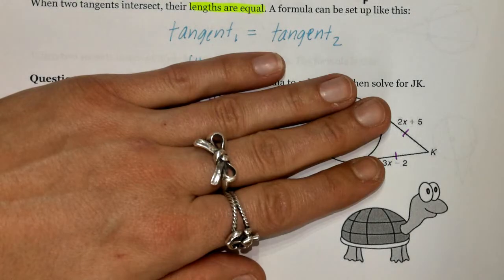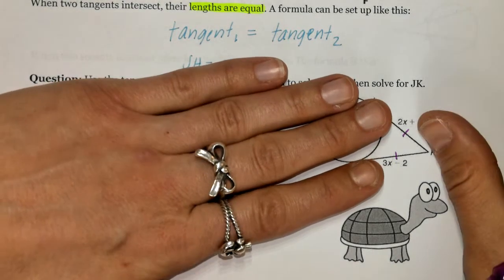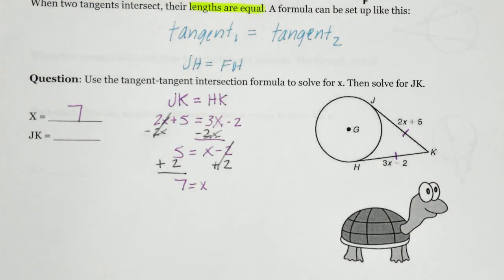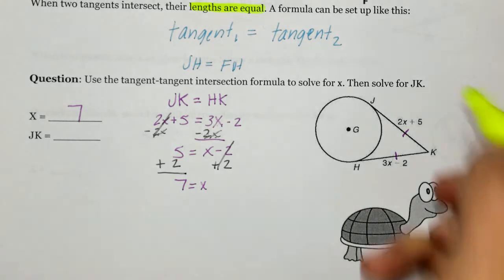So here we go, about to have your answer. Hopefully you did what you're supposed to do. We're responsible about it, and we're going to have x is 7. So now with that being said, we're going to go ahead and substitute in also for JK.